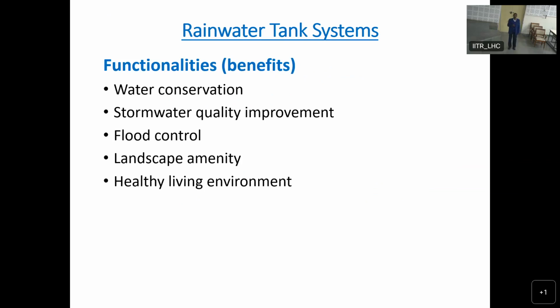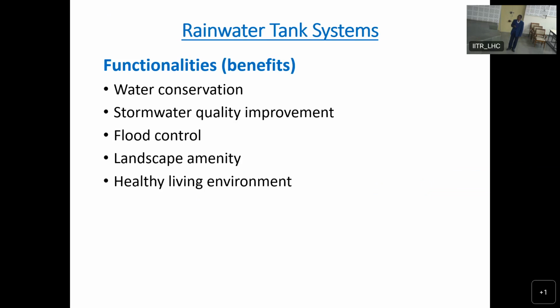And there is direct to the water. The main purpose of this rainwater tank system. Next is the storm water quality improvement. How can we improve the quality of storm water? That is the main issue here.